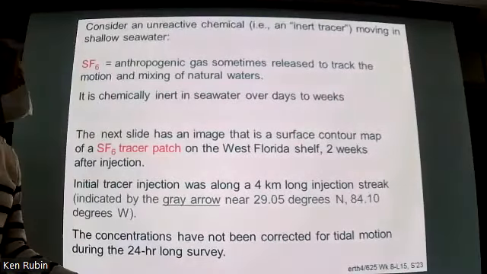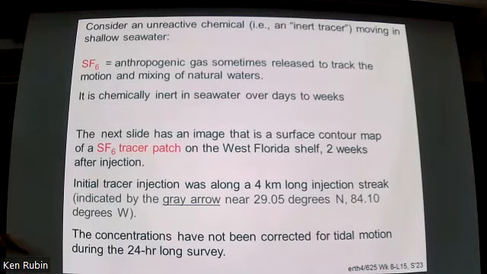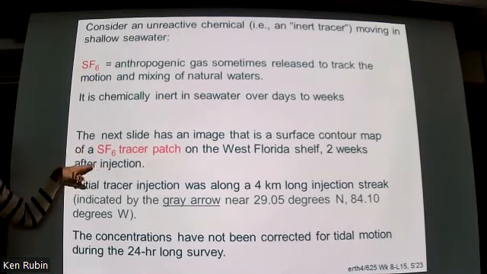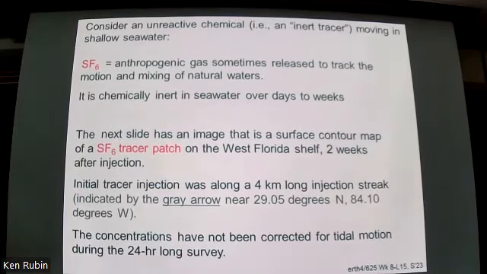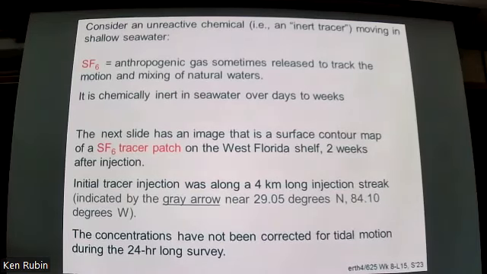Okay, so the next one, it's got a map. It's on the maps on the next page, but I just kind of want to explain it first. This is something that's happening in the surface ocean just off of Florida. There's a gas called sulfur hexafluoride. It's a very heavy gas, but it turns out to be very chemically inert. You can stick it in water and it doesn't really react with stuff.